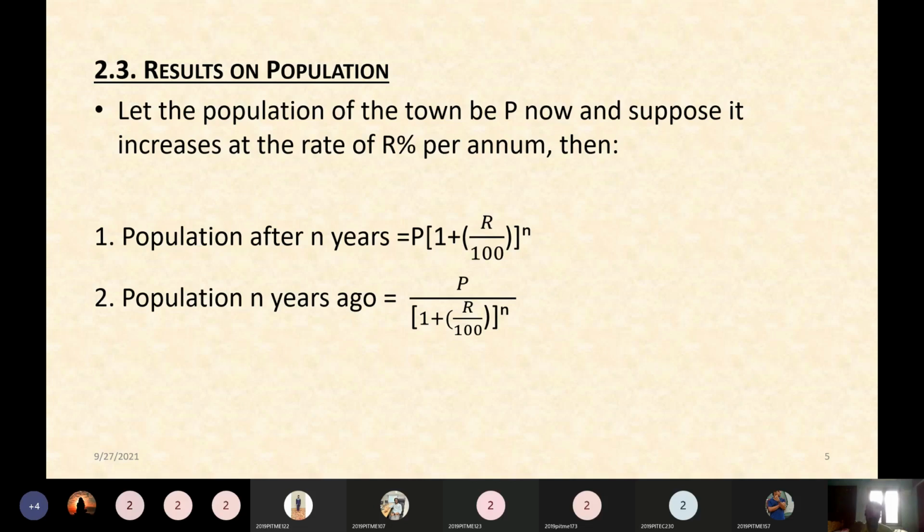And if you want to calculate the population a few years back, go for the same formula, P divided by (1 plus R by 100) to the power n. That is the formula used.